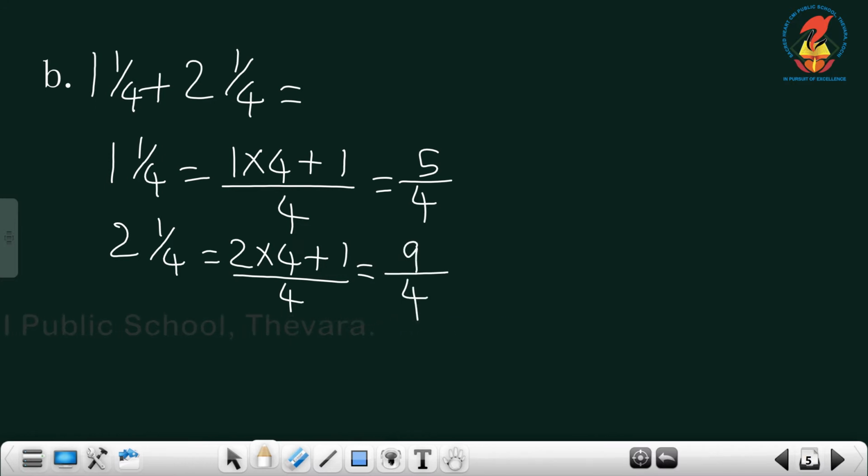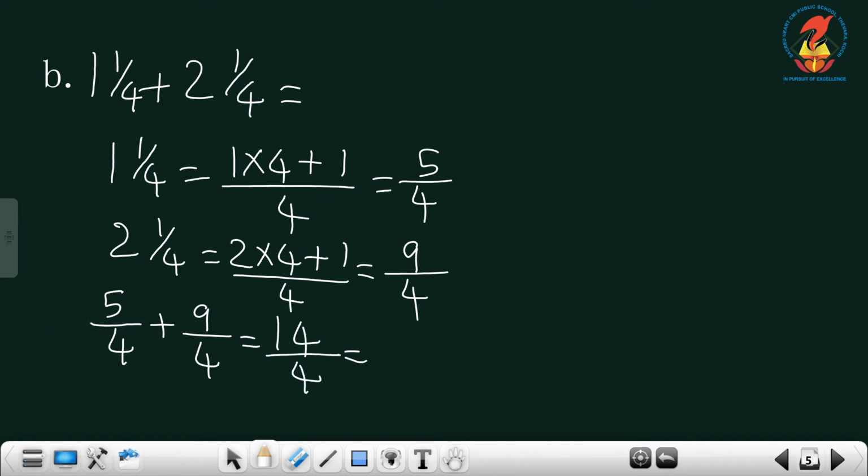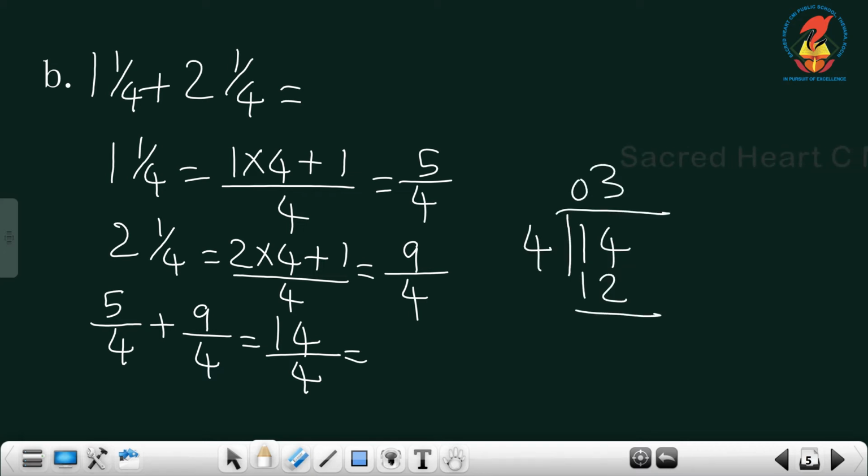After that you will add 5 by 4 plus 9 by 4. What will you get? 5 plus 9 equals 14 by 4. 14 by 4, children. After that we need to change it into a mixed number. 4 3s are 12, remainder 2. This one is the whole number, this one is the numerator, and this is the denominator. So 3 and 2 by 4.